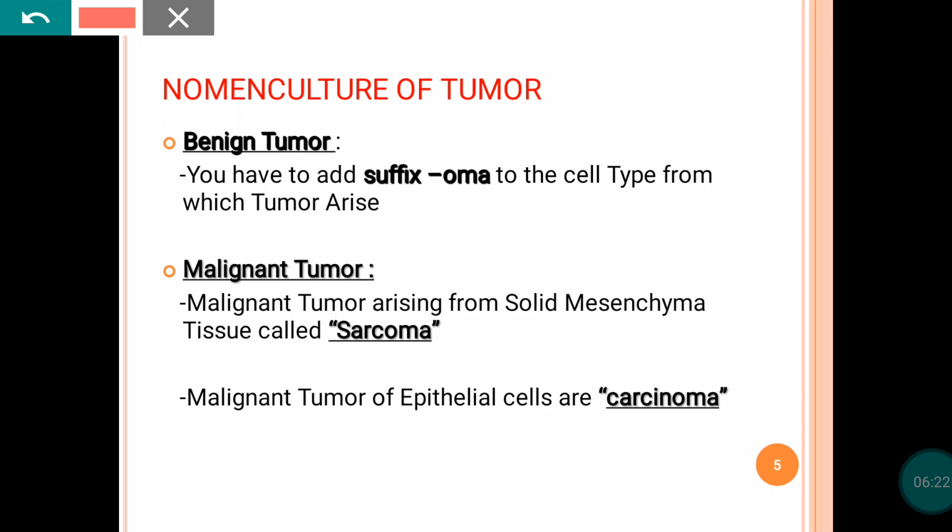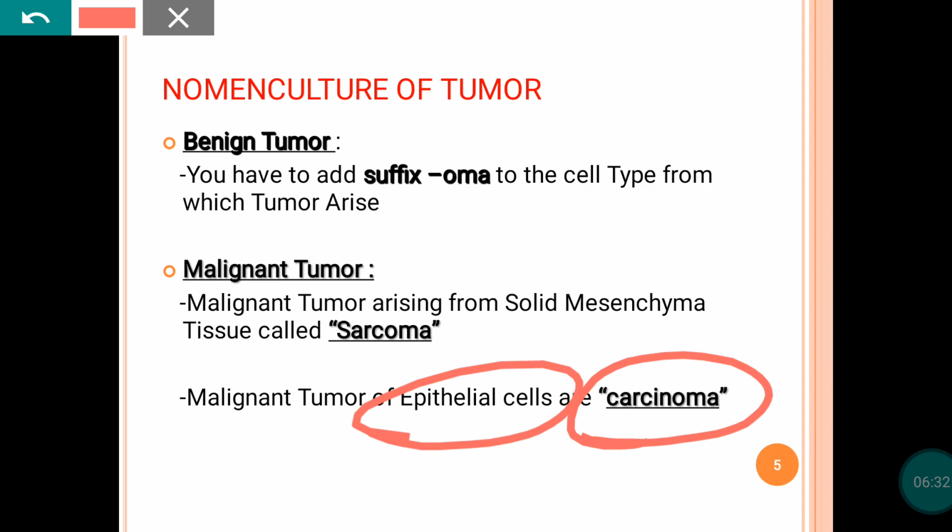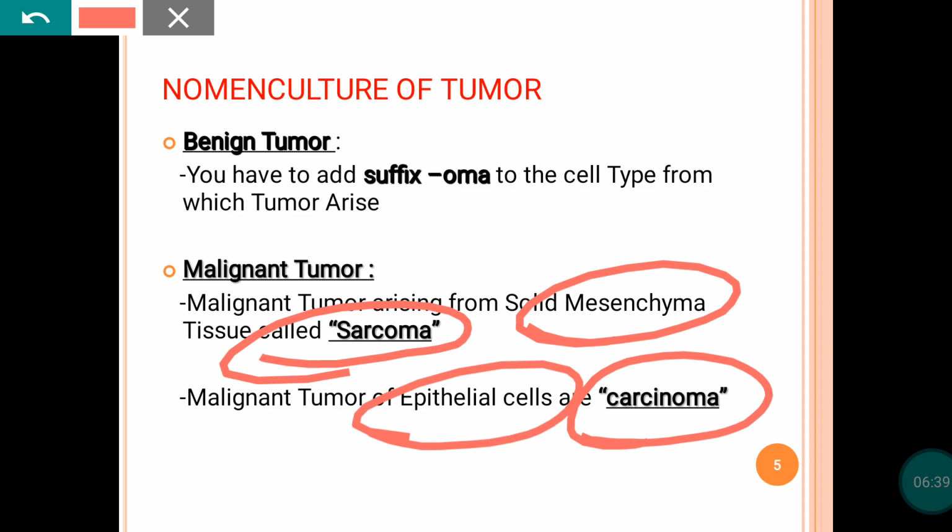If a malignant tumor is made up of epithelial cells, or the cell of origin is epithelial cell, then it is known as carcinoma. And the malignant tumor of the mesenchyma is known as sarcoma. So the malignant tumor is known by two names. If it is made up of epithelial cell, then it is carcinoma, and if it is mesenchymal tissue, then it is sarcoma. Now we will see examples.